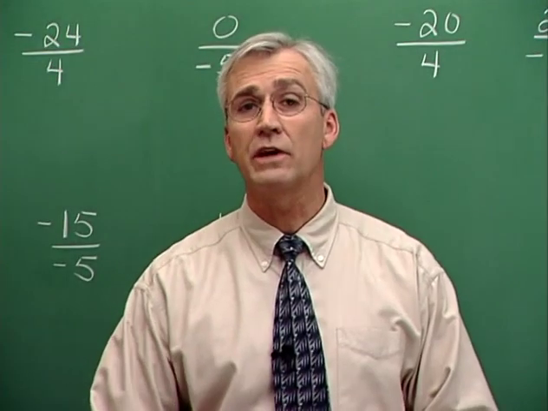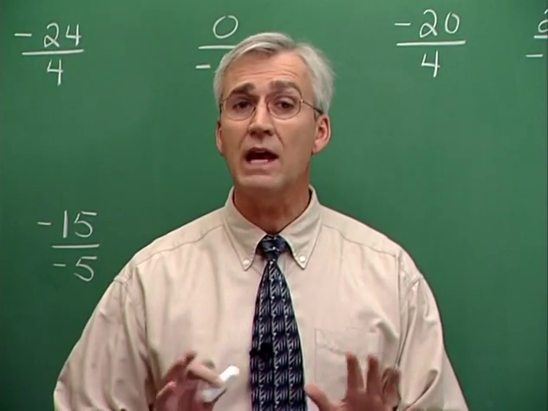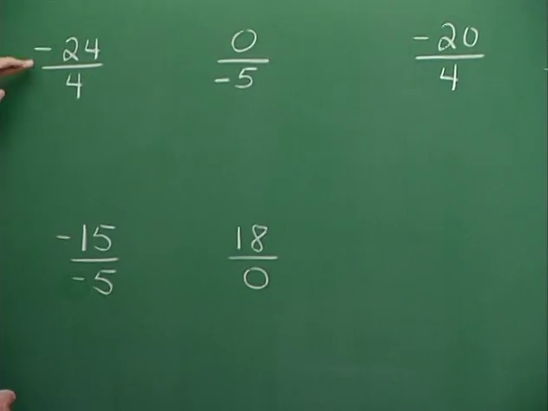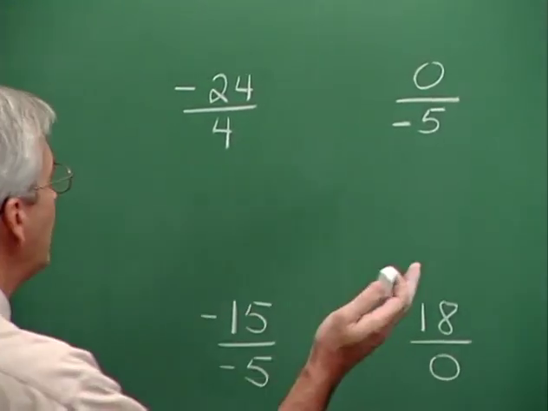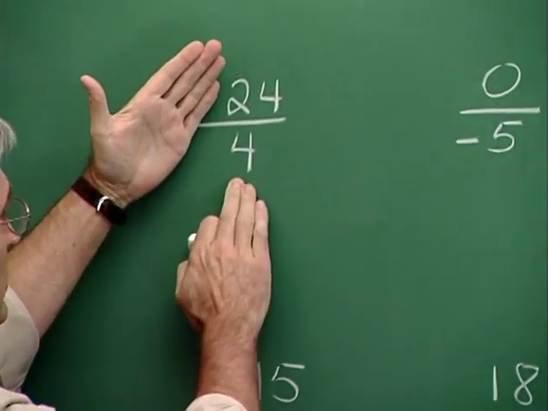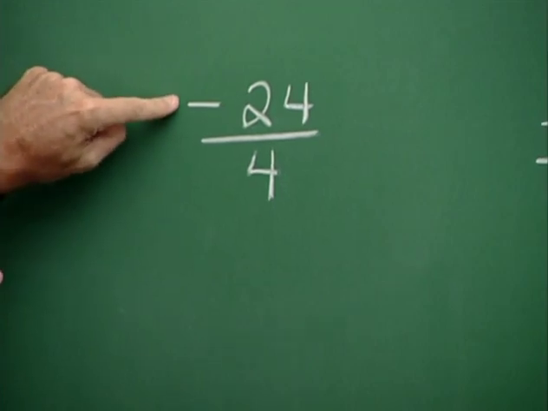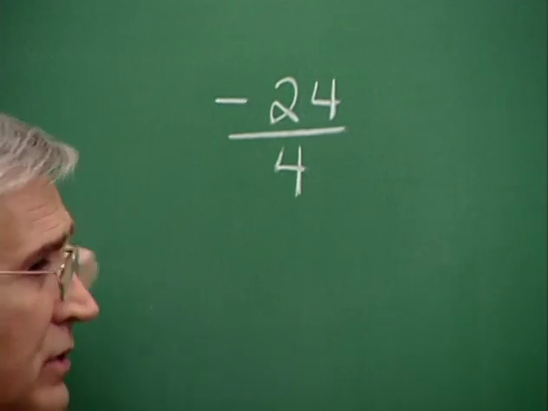Let's take a look at some division problems and remember that the rules for dividing integers are the same as the rules for multiplying integers. Here we have negative 24 divided by 4, and we can actually approach this in a couple of ways. We know that 24 divided by 4 is 6. And we may know right now that because we have a negative integer divided by a positive integer, the result will be negative, and the answer is negative 6.